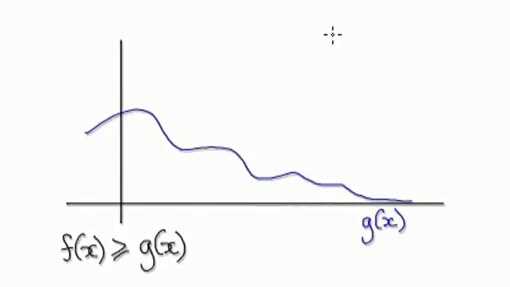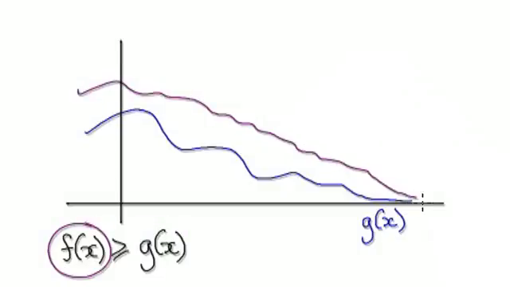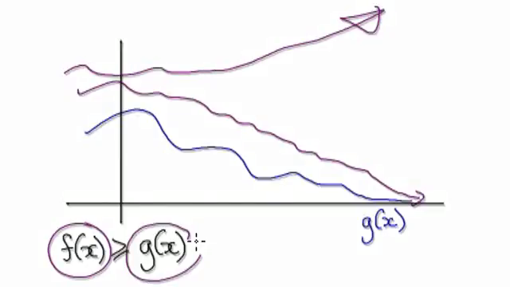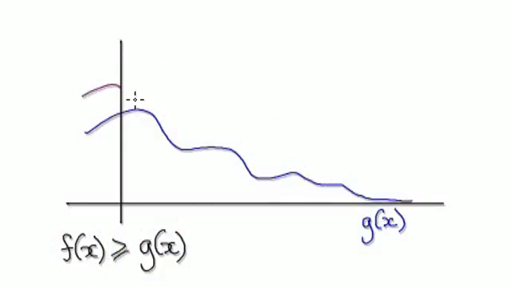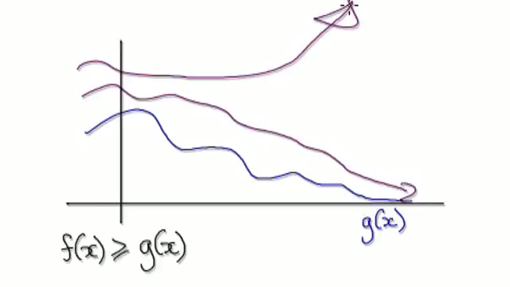Now, the same goes for this. If you know the smaller one converges, then you can't really deduce anything, because f of x being bigger than g of x, f of x could converge or it could diverge. So if the smaller one converges, then you can't really deduce anything, because the bigger one could converge or it could diverge.